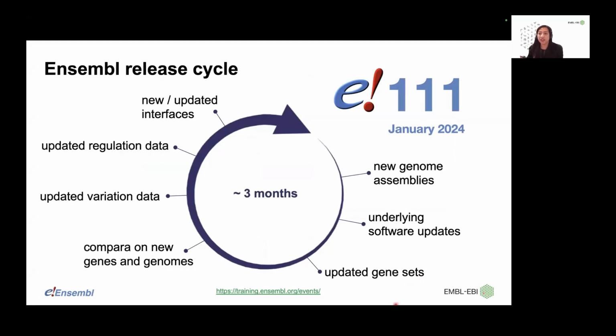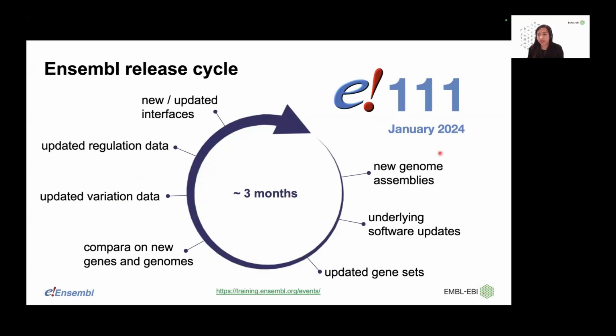One thing to note is that genomic data is constantly evolving and changing. So Ensembl is updated about every 3 months to represent the most recent findings. And behind every update, a lot of work is involved. This includes adding any new genome assemblies, updating any underlying software, updating gene sets, adding new comparative genomics analyses on genomes and genes, updating variation data, and so on.